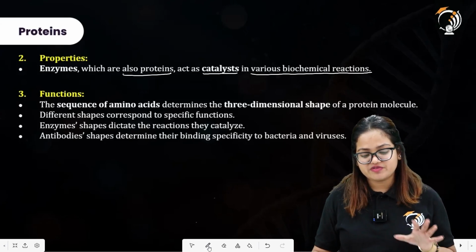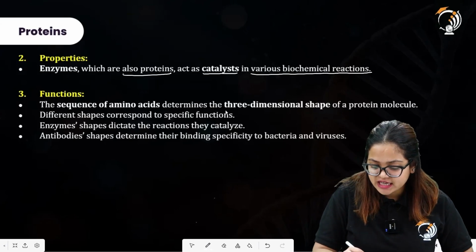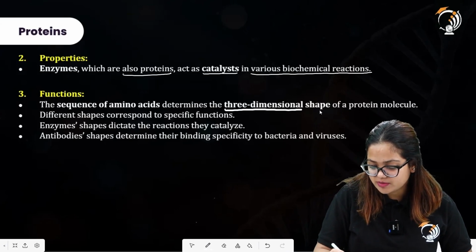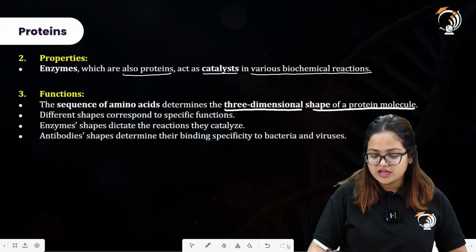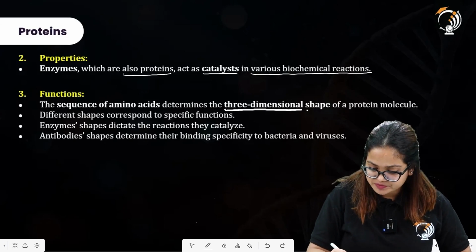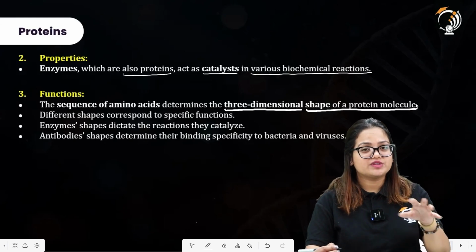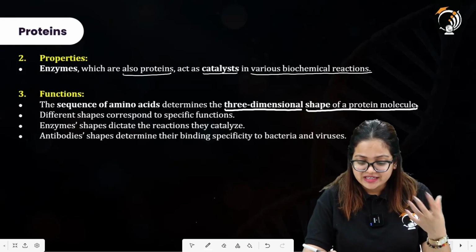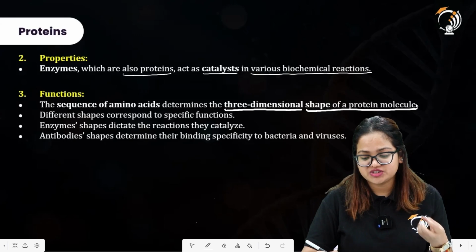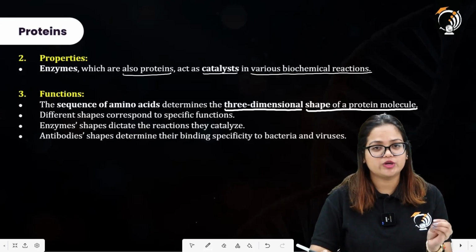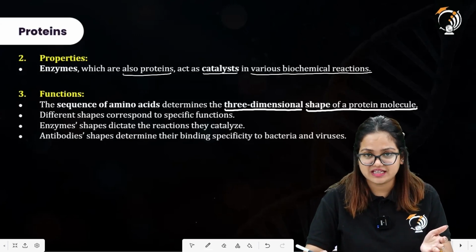Functions: the sequence of amino acids determines the three-dimensional shape of a protein molecule. All right. So basically, which kind of amino acid is placed one after the other determines what kind of three-dimensional shape the protein molecule is going to have. So the statement is saying it directly.